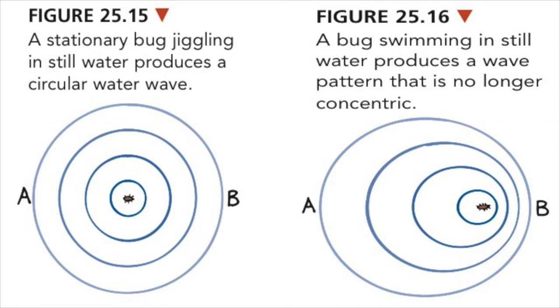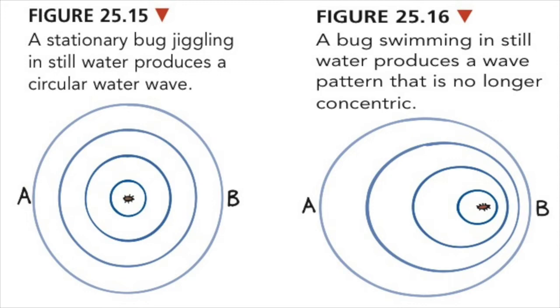Although the bug maintains the same bobbing frequency as before, an observer at B would encounter the crests more often. The observer would encounter a higher frequency. That is because each successive crest has a shorter distance to travel, so they arrive at B more frequently than if the bug were not moving toward B.